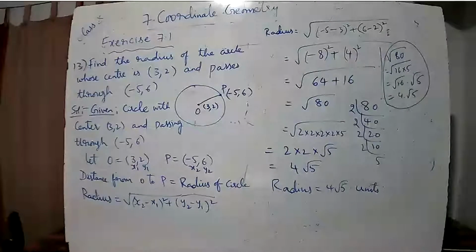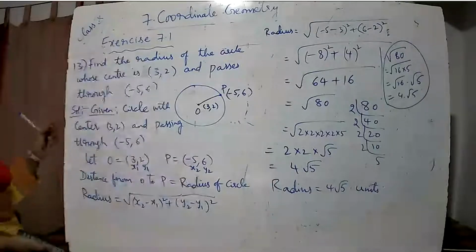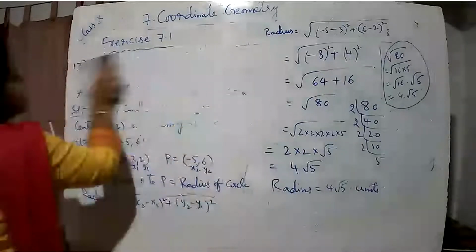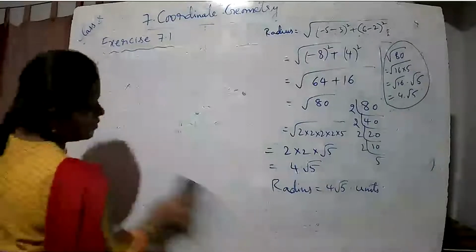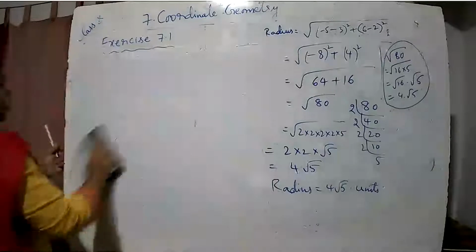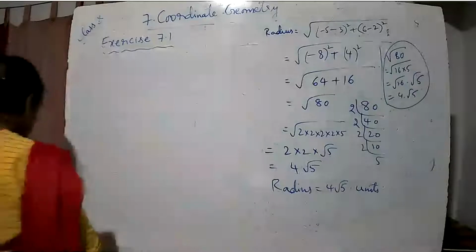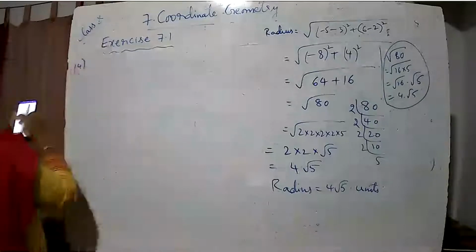Now, next, do the 14th one. The 14th one is, can you draw a triangle with 3 vertices given? Whether you can draw or not, you have to give reason. I am rubbing this one. Now all of you copy the 14th one. You know what are vertices? The 14th question is in exercise 7.1. This is the 14th one.